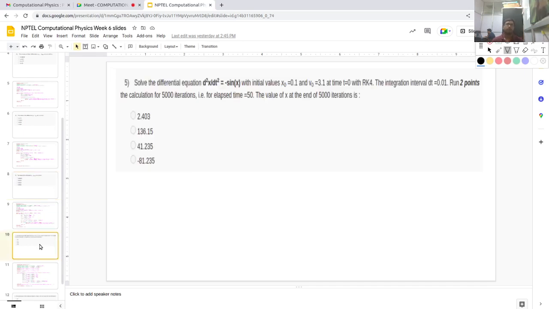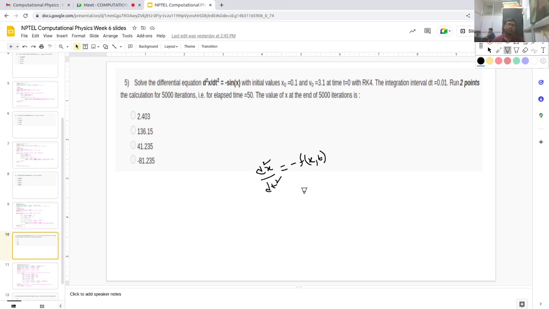So let's move on to the next question. Now instead of solving the first order equations, if you solve the second order equation, say d2x/dt2 equals minus sin x. So if we write it, d2x/dt2 equals minus, let's say f(x, t). Okay, this is the general form of the second order differential equation.